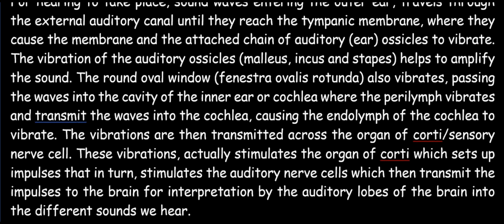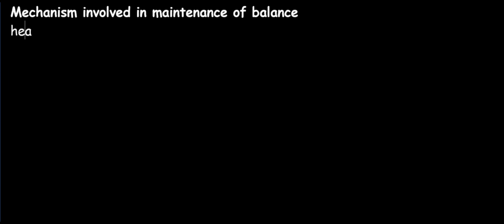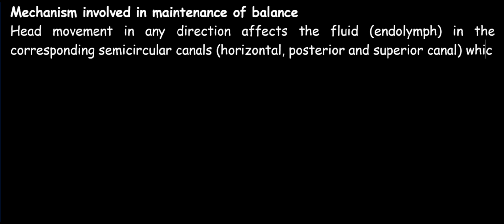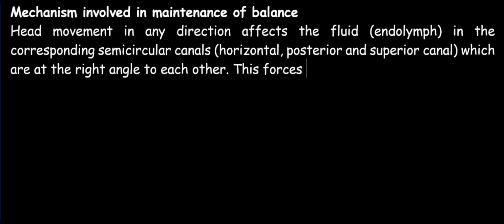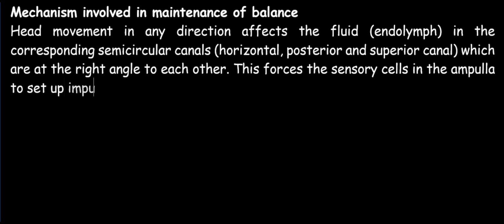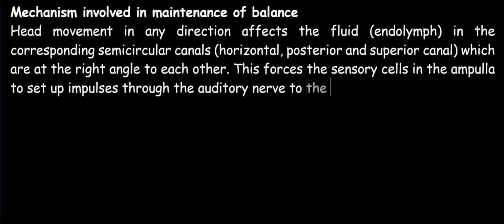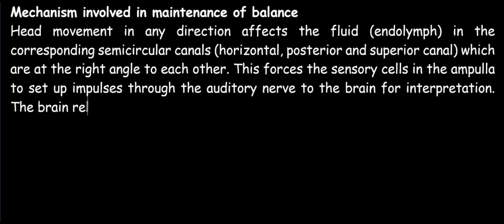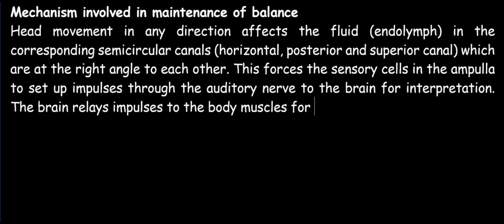So now let's talk about the mechanism involved in maintenance of balance. It is important to know that head movement in any direction affects the fluid known as the endolymph in the corresponding semicircular canals. Remember, we said that there are three: the horizontal, the posterior, and the superior canal. And these canals are at right angles to each other. Since the fluid in these canals is affected by head movement, this effect will force the sensory cells in the ampulla to set up impulses through the auditory nerve to the brain for interpretation. The brain then relays impulses to the body muscles for balancing the position of the body.